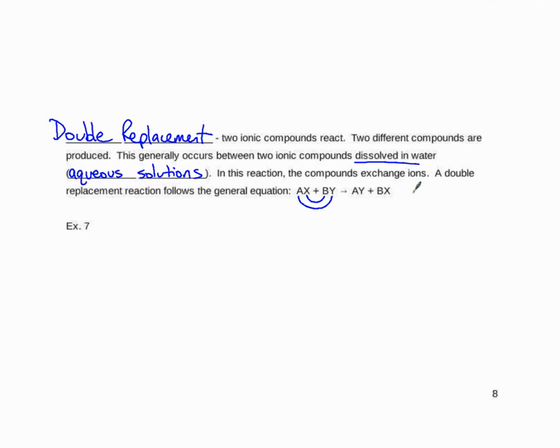So when this happens, the thing to keep in mind, they're ionic compounds. So when we figure out what the products will be, we have to consider the charges. So let's look at two examples here.